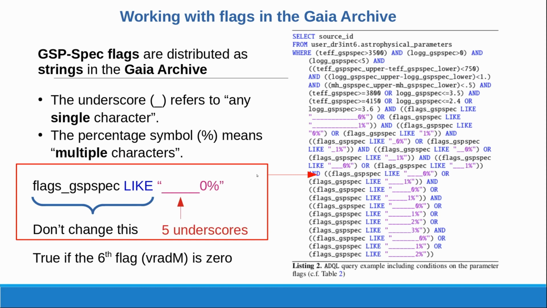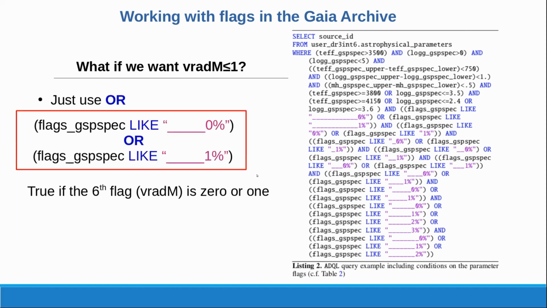And this is basically the strategy to select a specific value for the flags. But what if we want a range of values? For example, what if we want to consider the flags that are 0 and 1, or 1? So we have no alternative than the brute force. Basically, consider all the possible combinations.